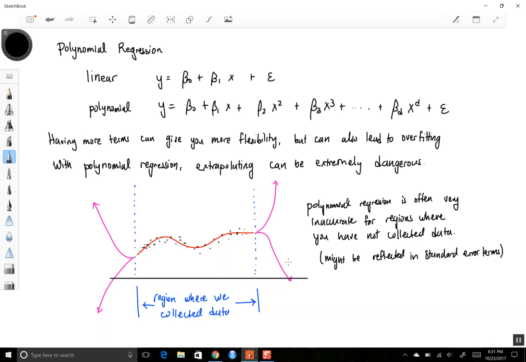On the other hand, to get into the idea, I want to introduce the concept of a basis function, okay? And to illustrate a basis function, it makes sense to talk about step functions here. So let's talk about a step function.